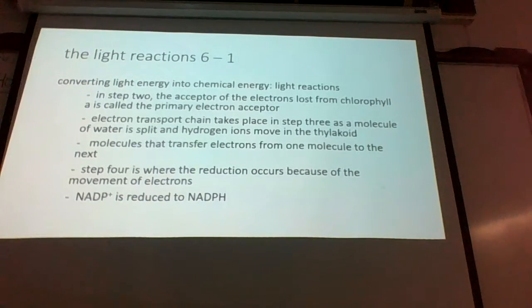And one of the aspects that we'll talk about probably later on this week to wrap this chapter up is that the final electron acceptor then comes from water. The reason we say that is that in step three, the electron transport chain takes place as a molecule of water is split and the hydrogen ion moves down the thylakoid. Because you remember, we're talking about electrons here, so that's pushing that negative charge and the hydrogen just follows right along. So step four is where the reduction occurs because of the movement of the electrons.